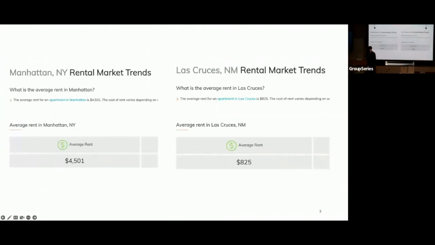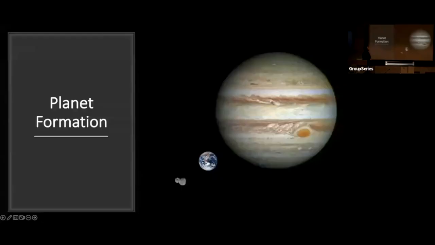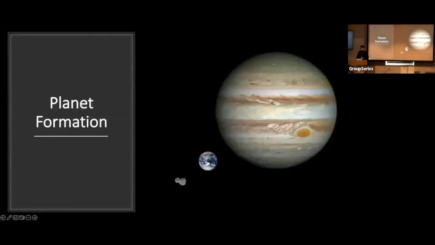So, there you go. The outline of this talk: I'm going to talk about planet formation. The second part is going to be about disk instabilities. And the last one, how to tie it all with disk observations. So let's start from the beginning and talk about how planets form.